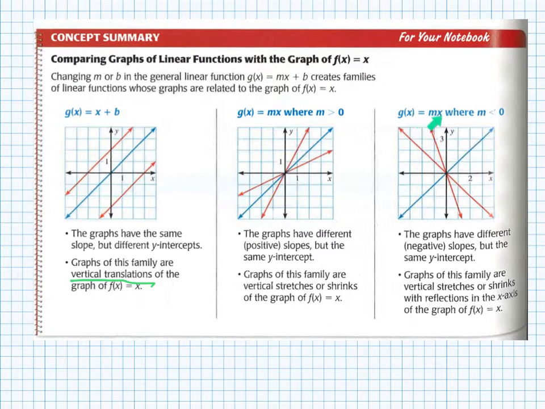Now, what gets tricky is when m is less than 0. Changing m still changes the steepness of the line. We have different steepnesses here. But remember, if m is less than 0, that means that m is negative. That means that our lines are going to be decreasing or going down from left to right.